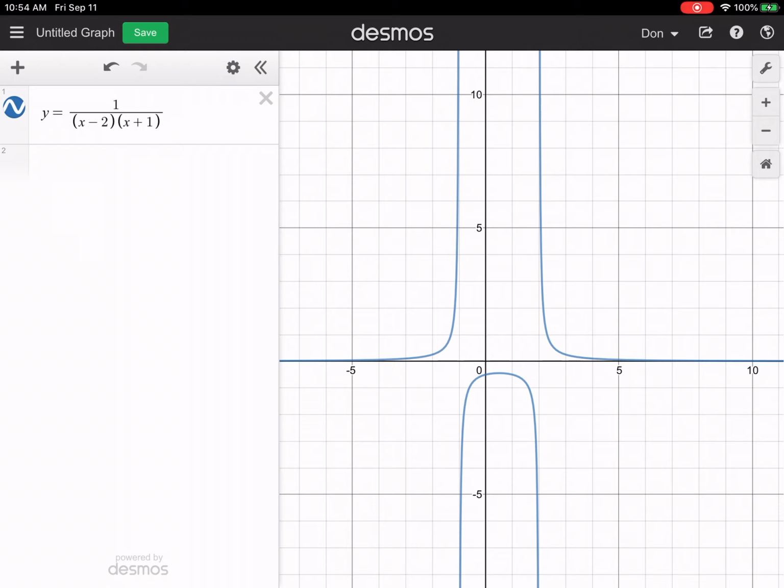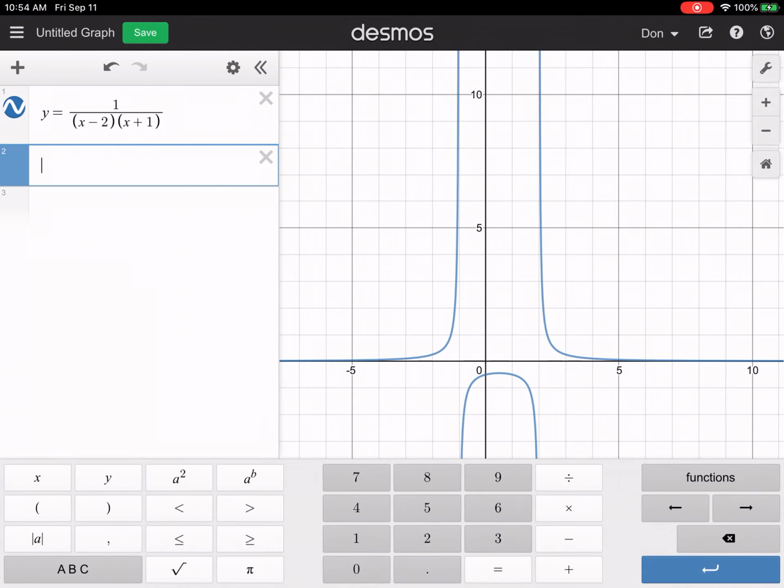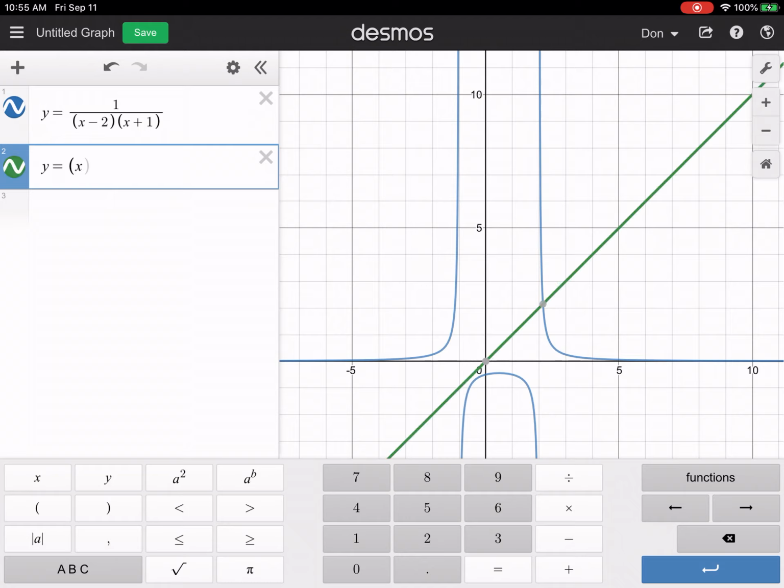Why would that be? Well, let's take a look at the denominator. If you look at the denominator, you've got x minus 2, which is going to give us a 0 of +2, and it's got x plus 1, which is going to give us a 0 of -1. But let's take a look at a graph of the denominator just as a quadratic, without being in the reciprocal of the quadratic.